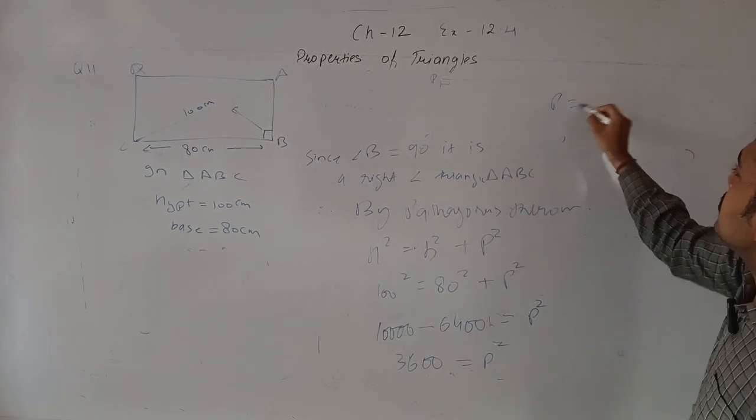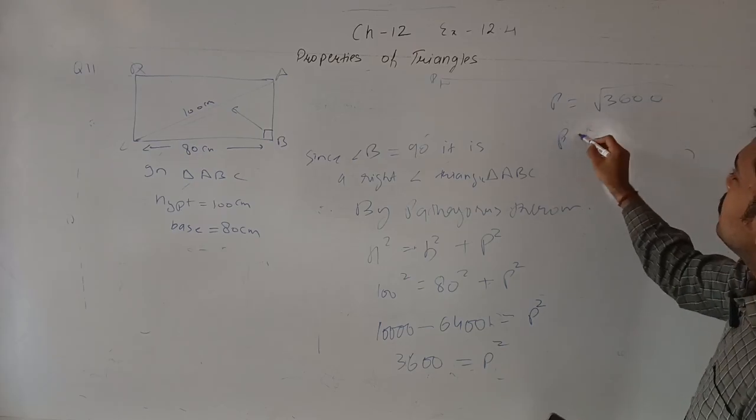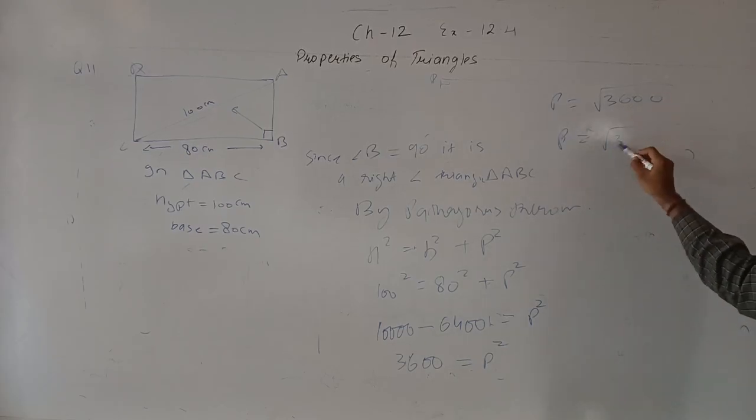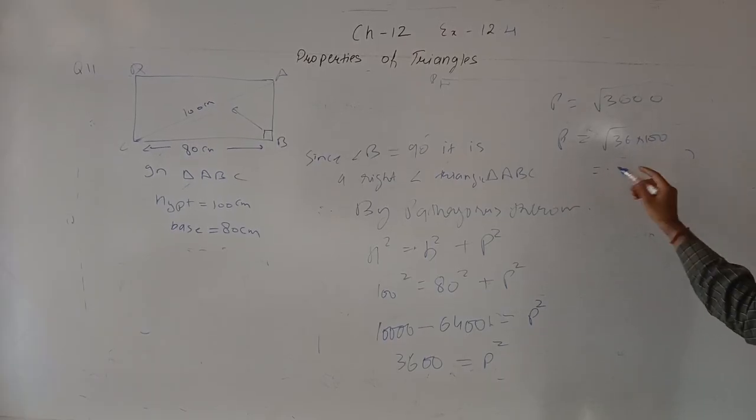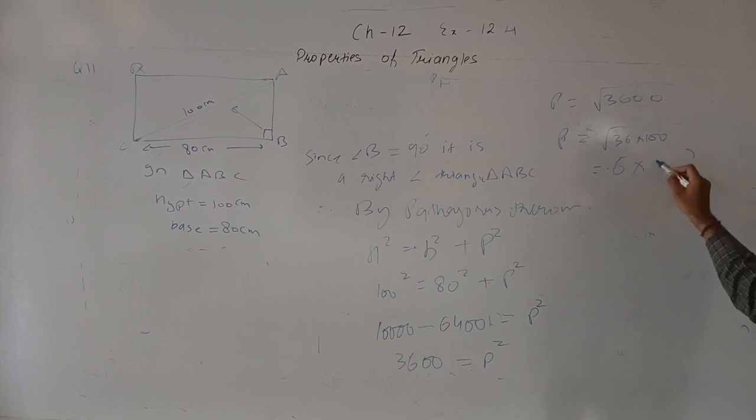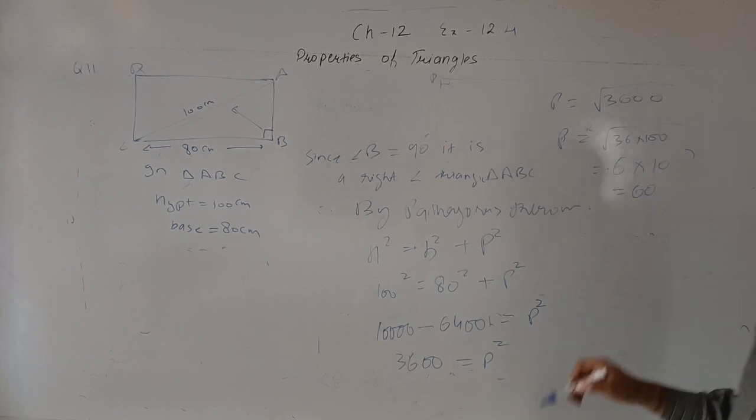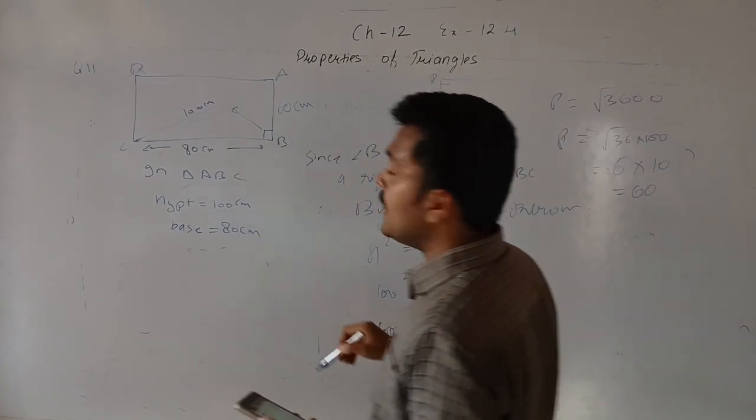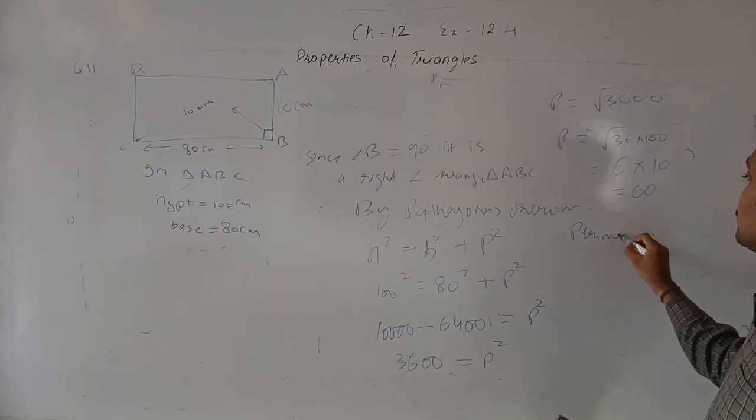Therefore P is equal to the square root of 3600, which is the square root of 36 into 100. The square root of 36 is 6, and the square root of 100 is 10. So the perpendicular is 6 into 10, which is equal to 60. So the width of the frame is 60.